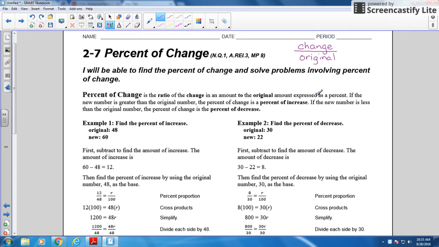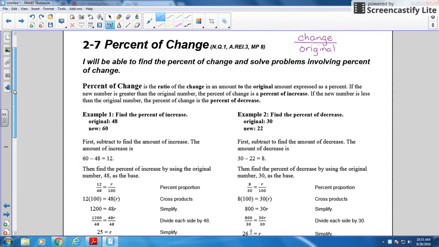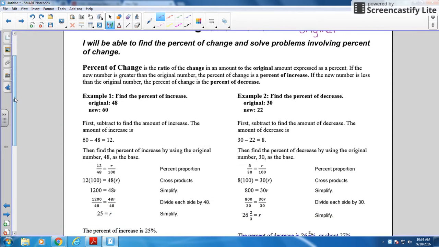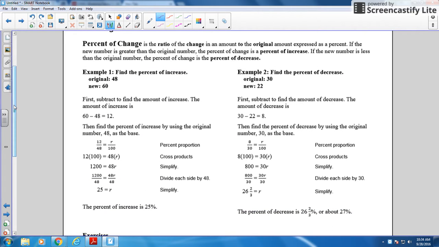Most of my students get messed up because they want to put the new amount in the denominator, and we do not want the new amount. We are comparing the change to the original amount, okay? If the new amount is greater than the original, then the percent of change is an increase. If the new amount is less than the original number, then the percent of change is a decrease. So here's two examples.